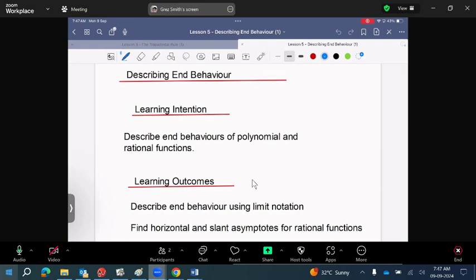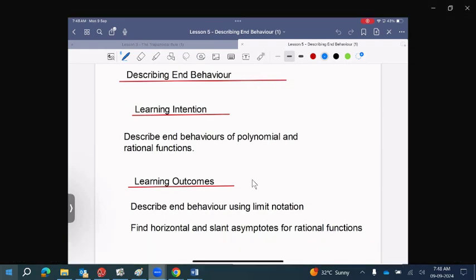Okay, today's lesson we're going to be describing end behaviors. One of our goals for today's lesson is to learn to use limit notation. So we're going to learn to use limit notation during this to describe end behaviors. We're also going to be looking at finding horizontal and slant asymptotes for rational functions.